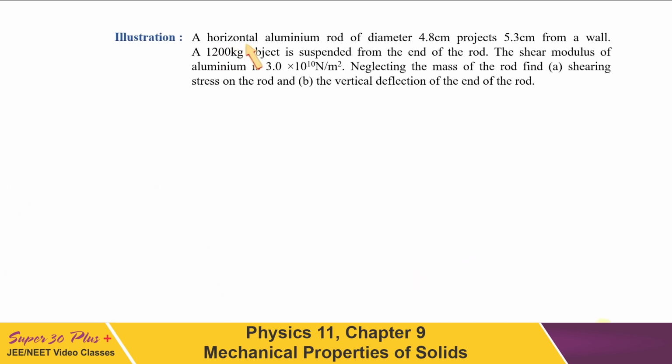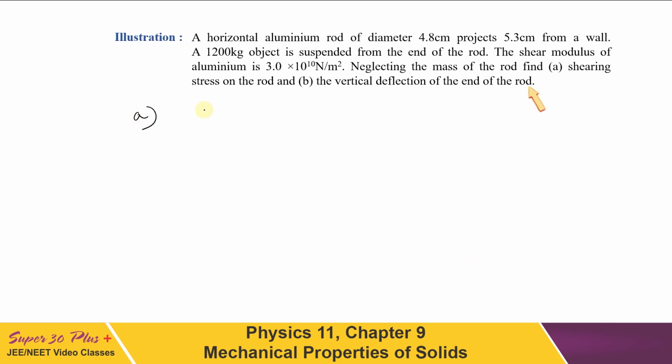One more question I have. A horizontal aluminium rod of diameter 4.8 cm projects 5.3 cm from a wall. A 1200 kg object is suspended from the end of the rod. The shear modulus of aluminium is 3 into 10 to the power 10 Newton per meter square. Neglecting the mass of the rod, find shearing stress on the rod and the vertical deflection of the end of the rod. Okay, let us start doing the first one.